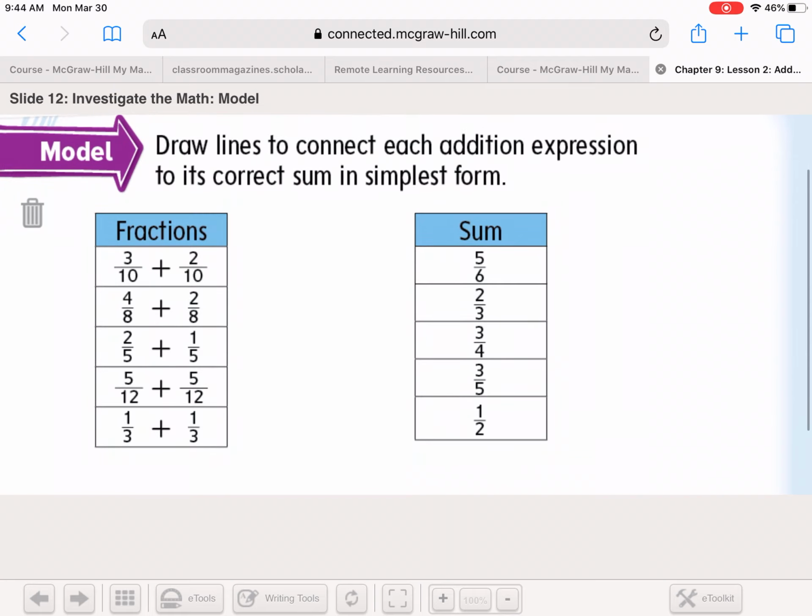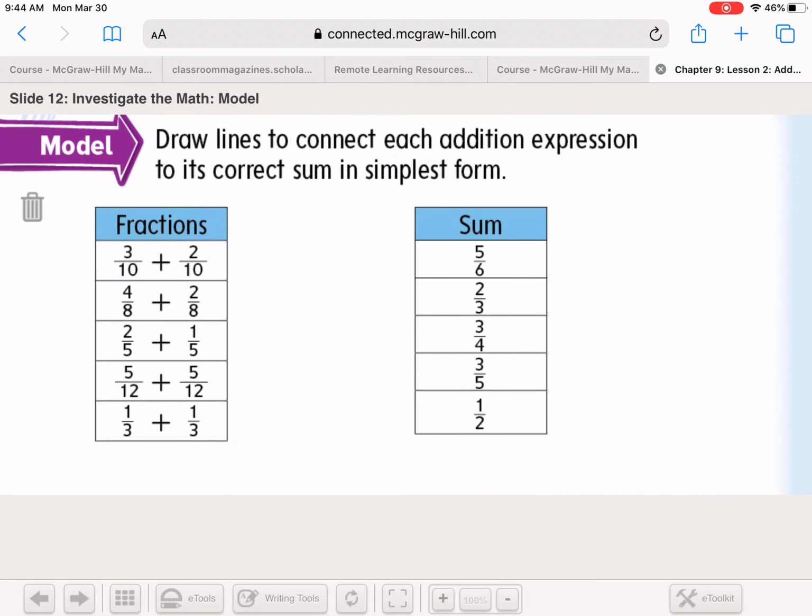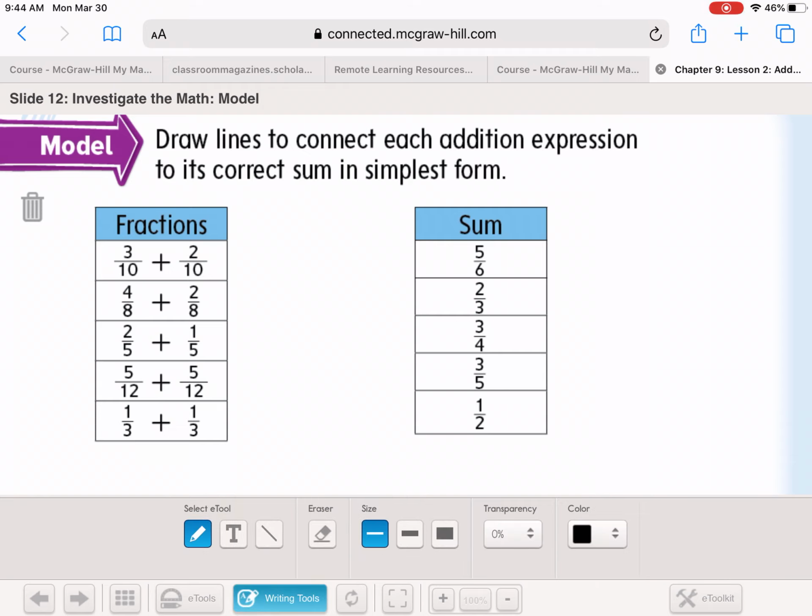Okay, draw lines to connect each addition expression to its correct sum in simplest form. All right, so let's do that. I have a feeling I'm going to regret this in a minute. Okay, 3/10 plus 2/10 would be 5/10. Yep, I knew I was going to do that. So 5/10 would be equal to 1/2. So they did it in simplest form. 4/8 plus 2/8 is 6/8, which is equal to 3/4.